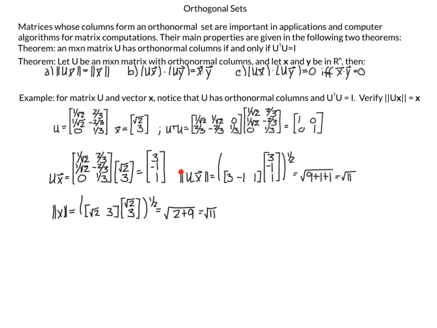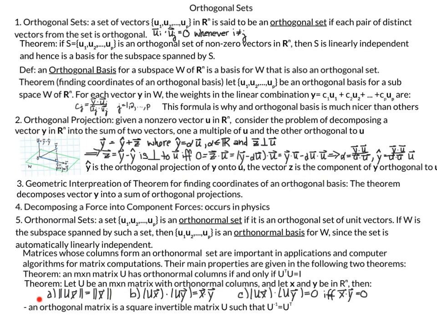The length of Ux then is equal to the square root of (3 minus 1, 1) times (3 minus 1, 1), which gives me the square root of 11. The length of x is the square root of (2, 3) times (2, 3), which also gives me the square root of 11. So we have verified this. I have one more observation.